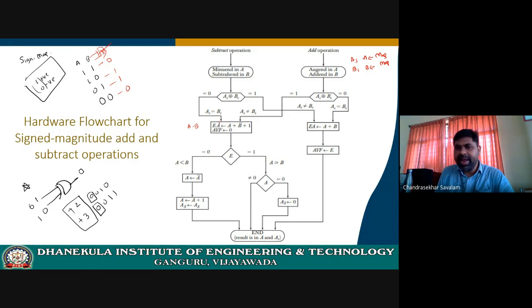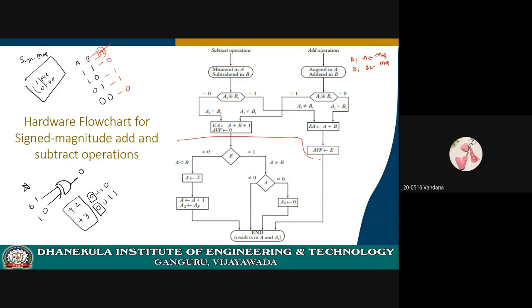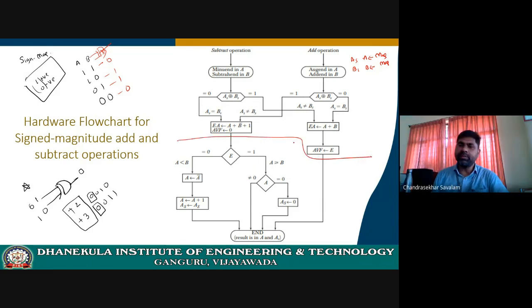So A is the magnitude of that addition and E is the carry, if any. Here initially this AVF is 0. Then students, have you understood up to here? Yes, sir. Very simple, students. This is simple as we have discussed in the algorithm and hardware implementation. I am talking about how you are going to implement the step-by-step procedure. This is a flow chart.